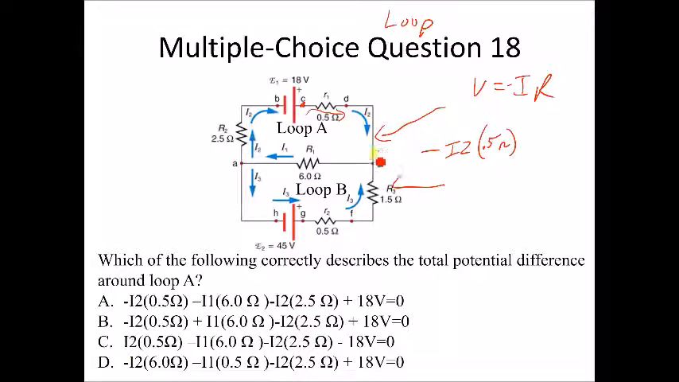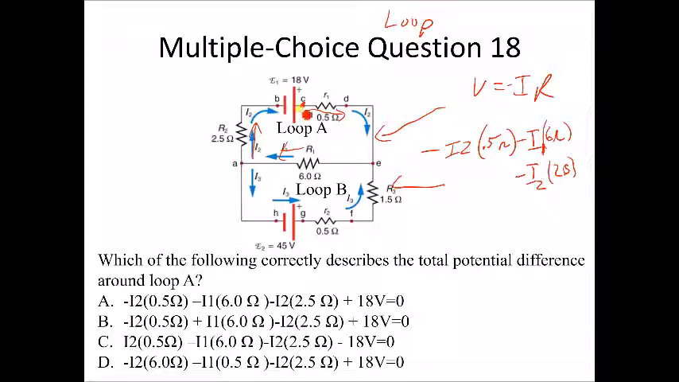We continue around the loop, and then we get to R1. Again, notice the current through that branch is going in this direction, so we're going through it in the direction of normal current flow. So we're going to get a negative drop. The current in that branch is I1 times the resistance of 6 ohms. Then we get to the other resistor. Again, the current's flowing this way, so we go through it in the direction of normal current flow, so we get minus I1, this should be I1 right here, times 2.5 ohms.